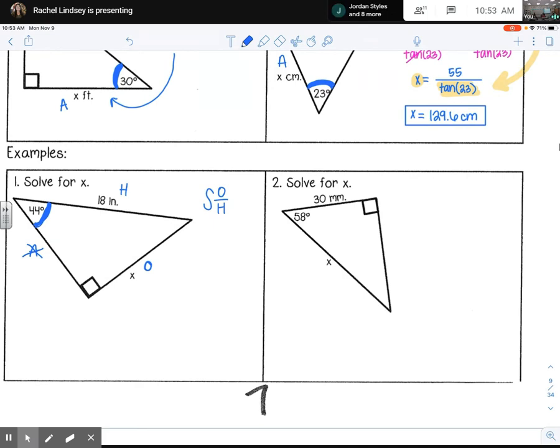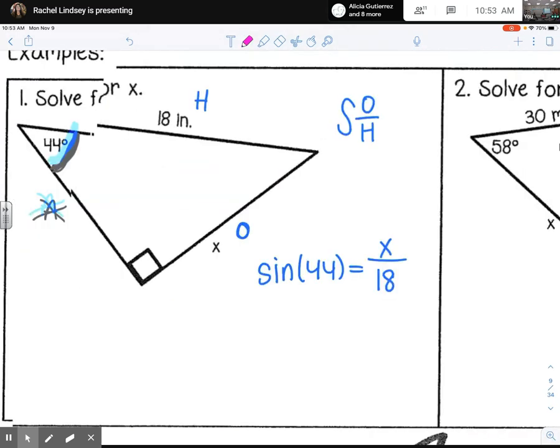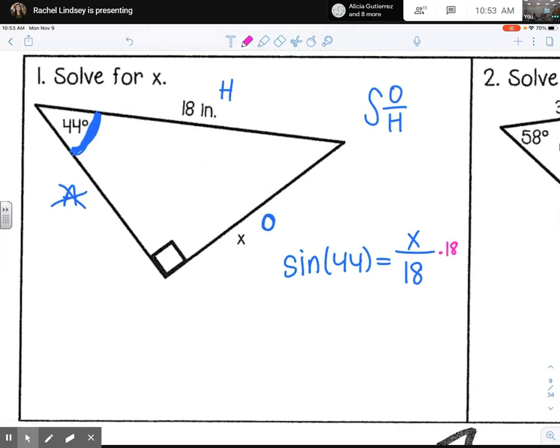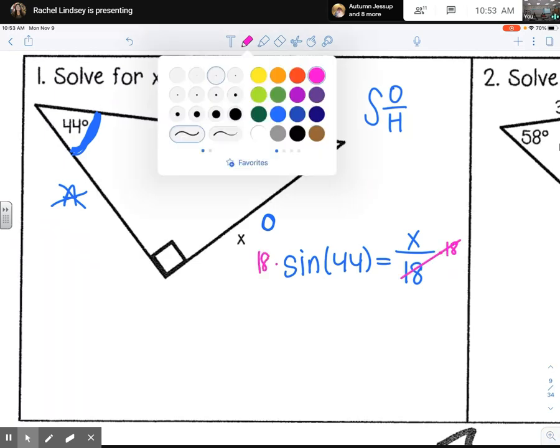So I'll have sine of my angle. So sine of 44 equals my opposite over hypotenuse. X is my opposite, so it's on top. My hypotenuse is 18, so it's on bottom. So sine 44 equals x over 18. So to solve for x, what am I gonna do to both sides? Multiply by 18 and put it in the calculator.